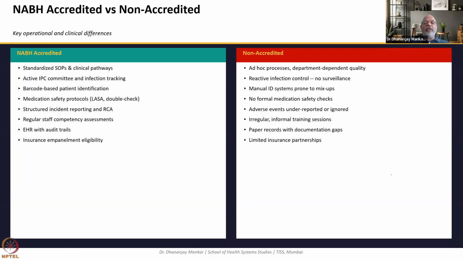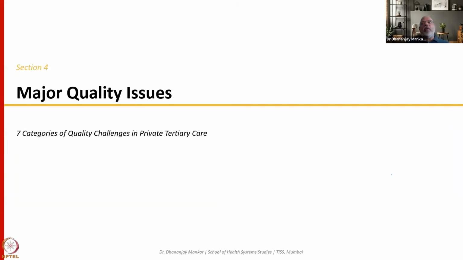Paper records with documentation gaps, again, matter for evidence-based practices, and to show the work that you have already done, or to comparatively analyze with the work of other practitioners outside. Limited insurance partnership is for those institutions who are in a very nascent stage or who are only trying to develop the institution in cancer or something, and they might have a different agenda. So limited insurance partnership is one of the major problems.